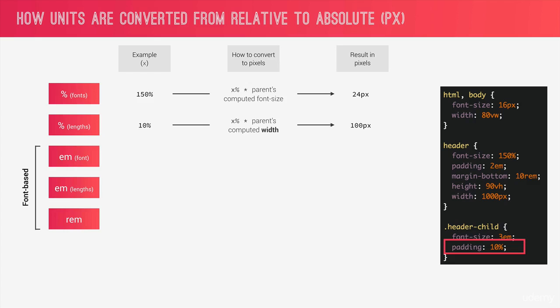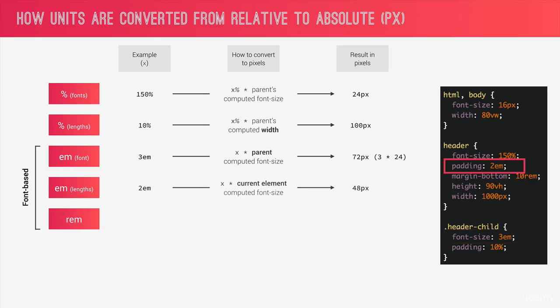If we want to use ems for font sizes, then the reference is simply the parent's computed font size, similar to what happens with percentages. In our example, a 3em font size on the header child element results in 72 pixels, simply because that's 3 times the parent's font size, which is 24. So 3 times 24 makes 72. Makes sense? Now, for length, it's just a bit different.